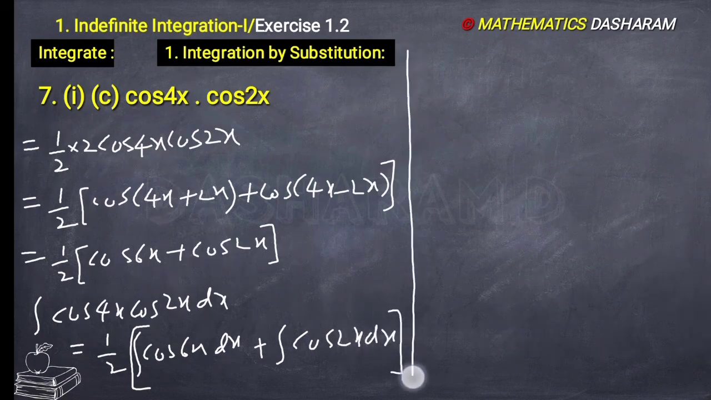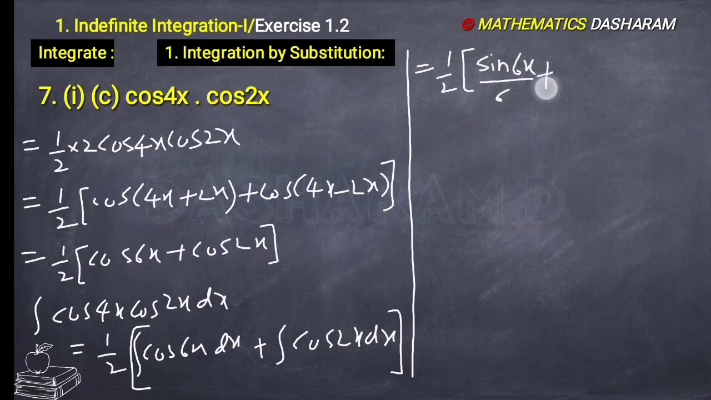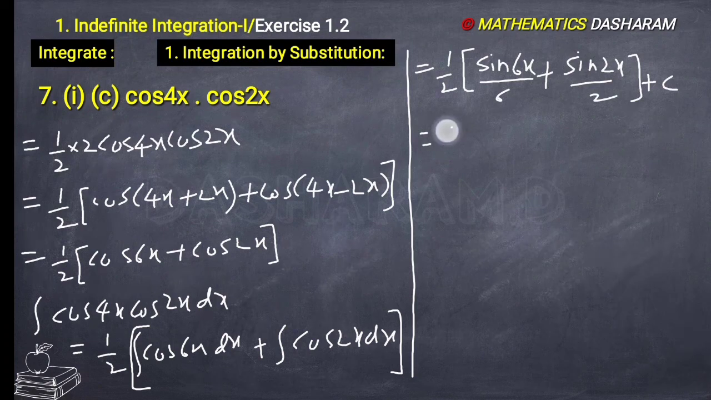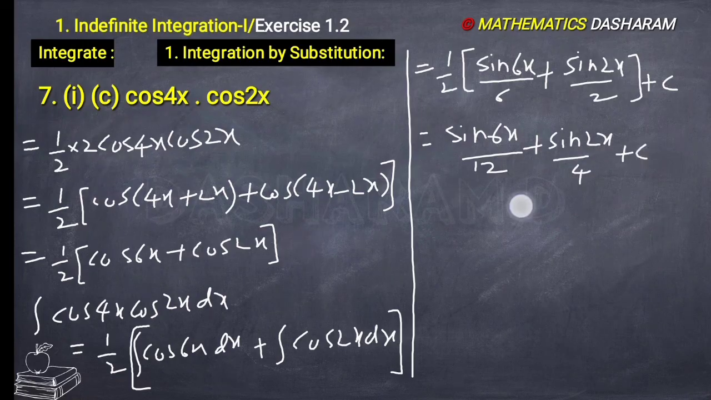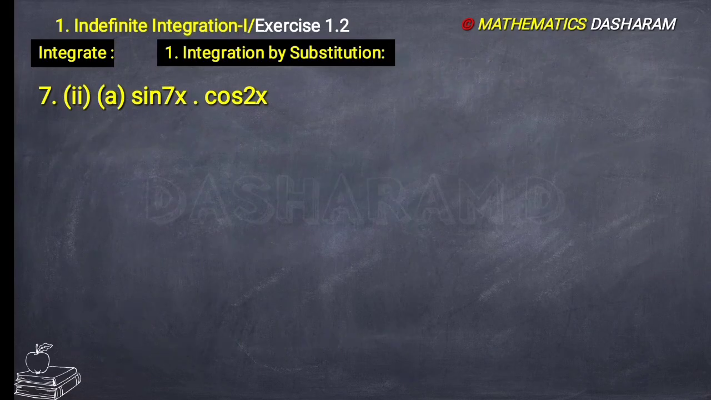So it is equals to 1 by 2 bracket of integration of cos 6x is sin 6x by 6 plus sin 2x by 2 plus c. So now 1 by 2 multiply inside, sin 6x by 6 2s are 12 plus sin 2x by 2 2s are 4 plus c is our required answer.